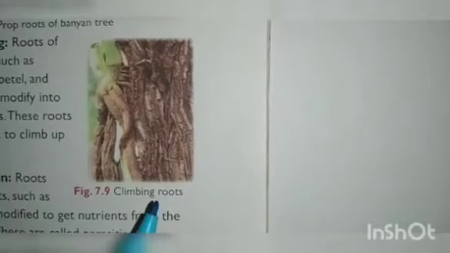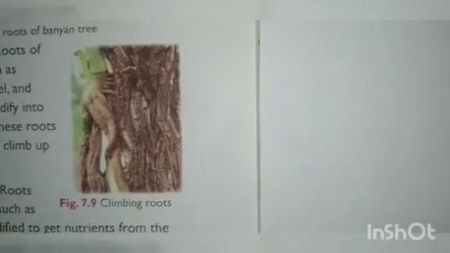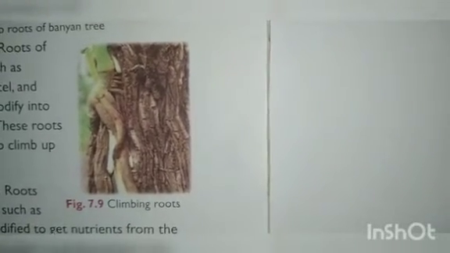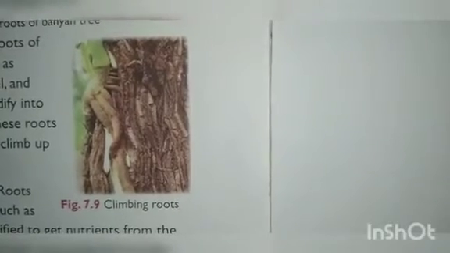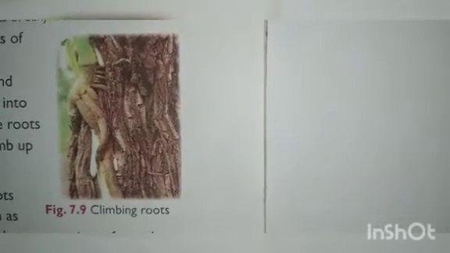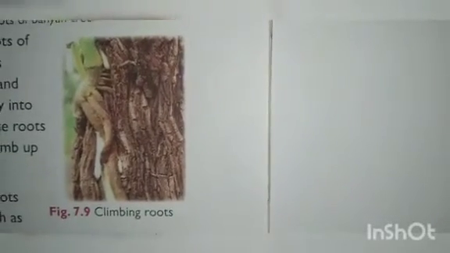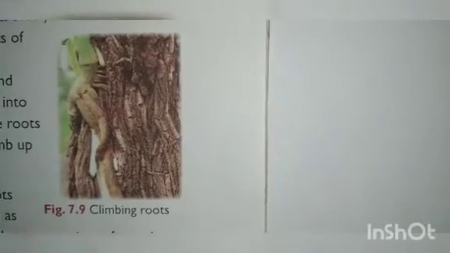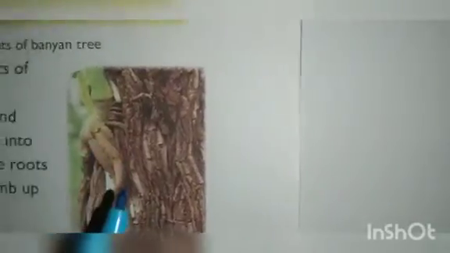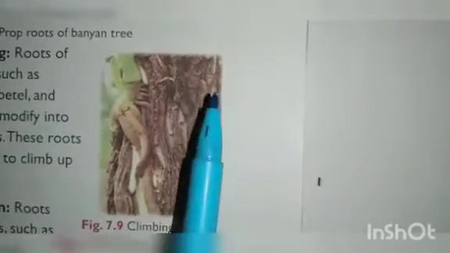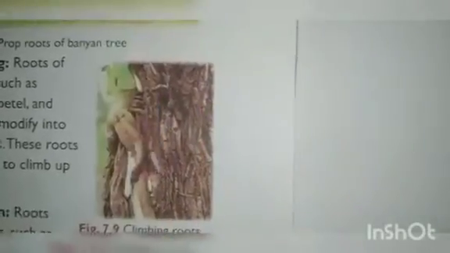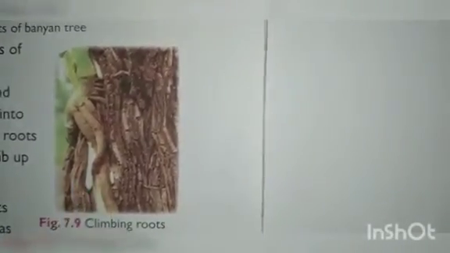Next is climbing roots. Roots of some plants such as money plant, betel and black pepper are modified into climbing roots. So black pepper, or the betel leaf plant, and money plant all have climbing roots. These roots help the plants to climb up with support. Here you can see there is a main stem of another plant, and the roots are attached to it. So it helps in the climbing of the plant and gives support.